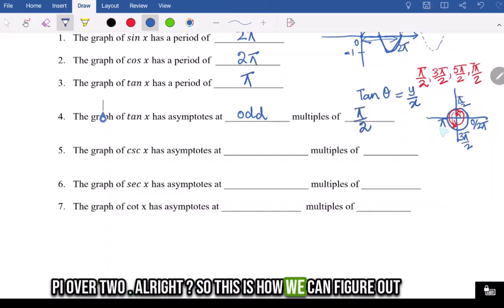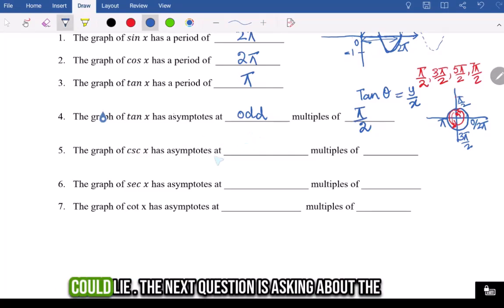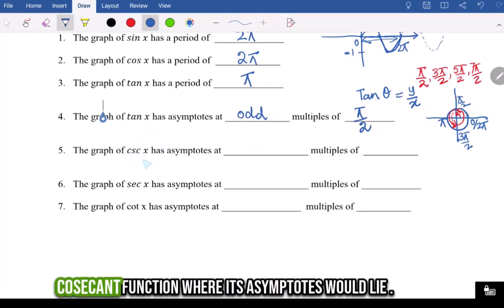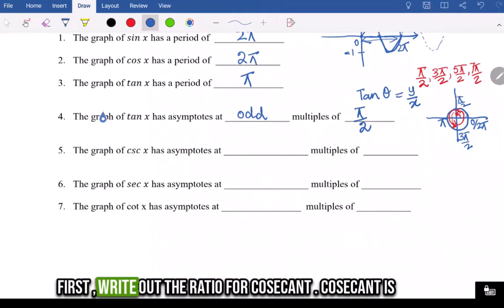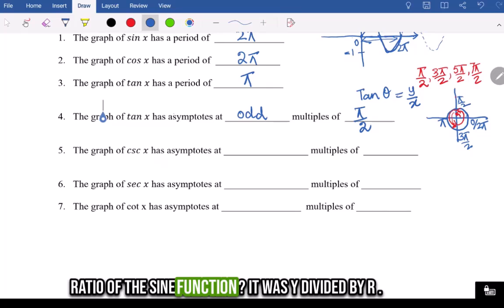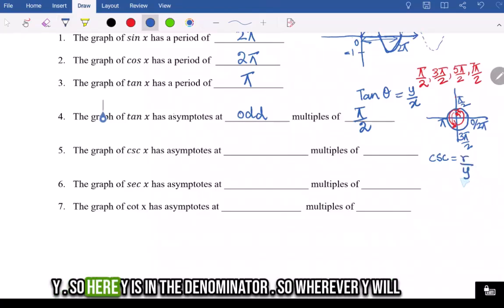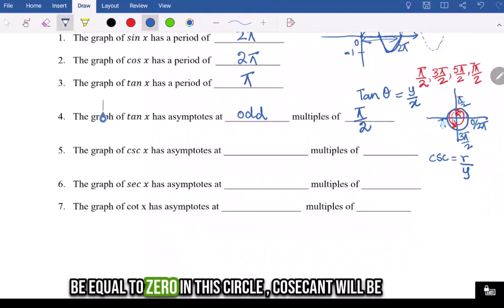All right. So this is how we can figure out, using the diagram of a circle, where the asymptotes could lie. The next question is asking about the cosecant function, where its asymptotes would lie. First, write out the ratio for cosecant. Cosecant is the reciprocal of the sine function. What was the ratio of the sine function? It was y divided by r. Therefore, for the cosecant, it would be r divided by y. So here y is in the denominator. So wherever y is equal to 0 in the circle, cosecant will be undefined.